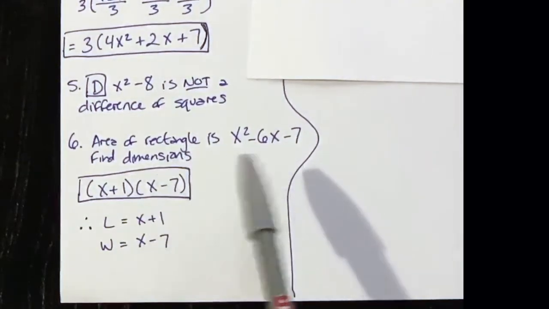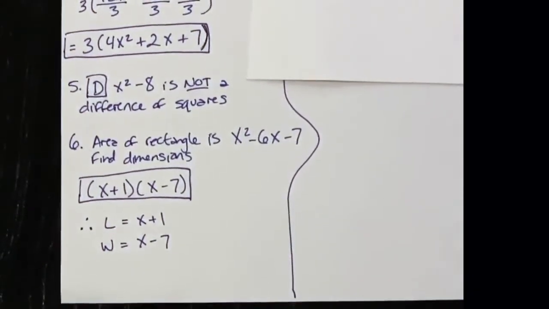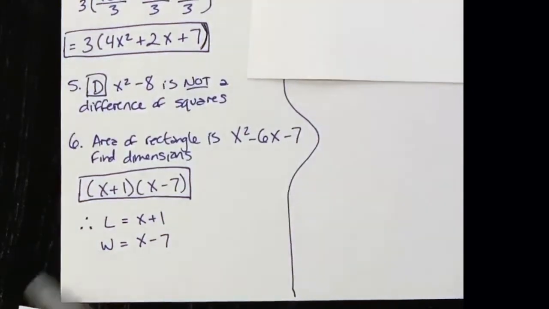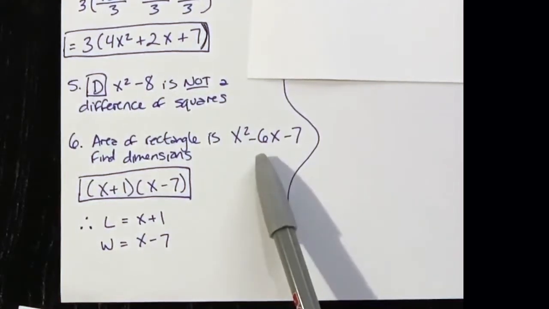So I'm going to take this and factor it. So when we factor, remember that we have to look at our numbers, and we have to find something that when we multiply, we get -7, and when we add, we get -6.